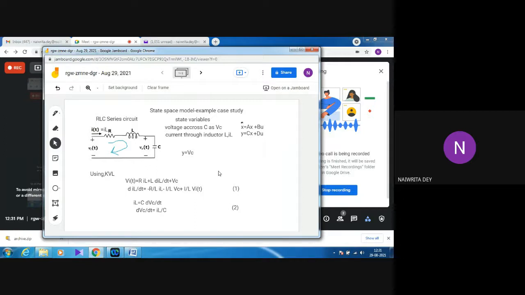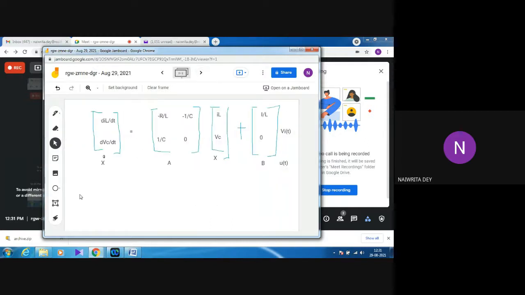If we are dealing with a SISO, single input, single output system, we will not have any D matrix here. The D matrix is known as the coupling matrix. It will be 0 in this case. Now, this is our output equation, so let me mark it as equation number 3. From equation number 3, we can formulate our output matrix.